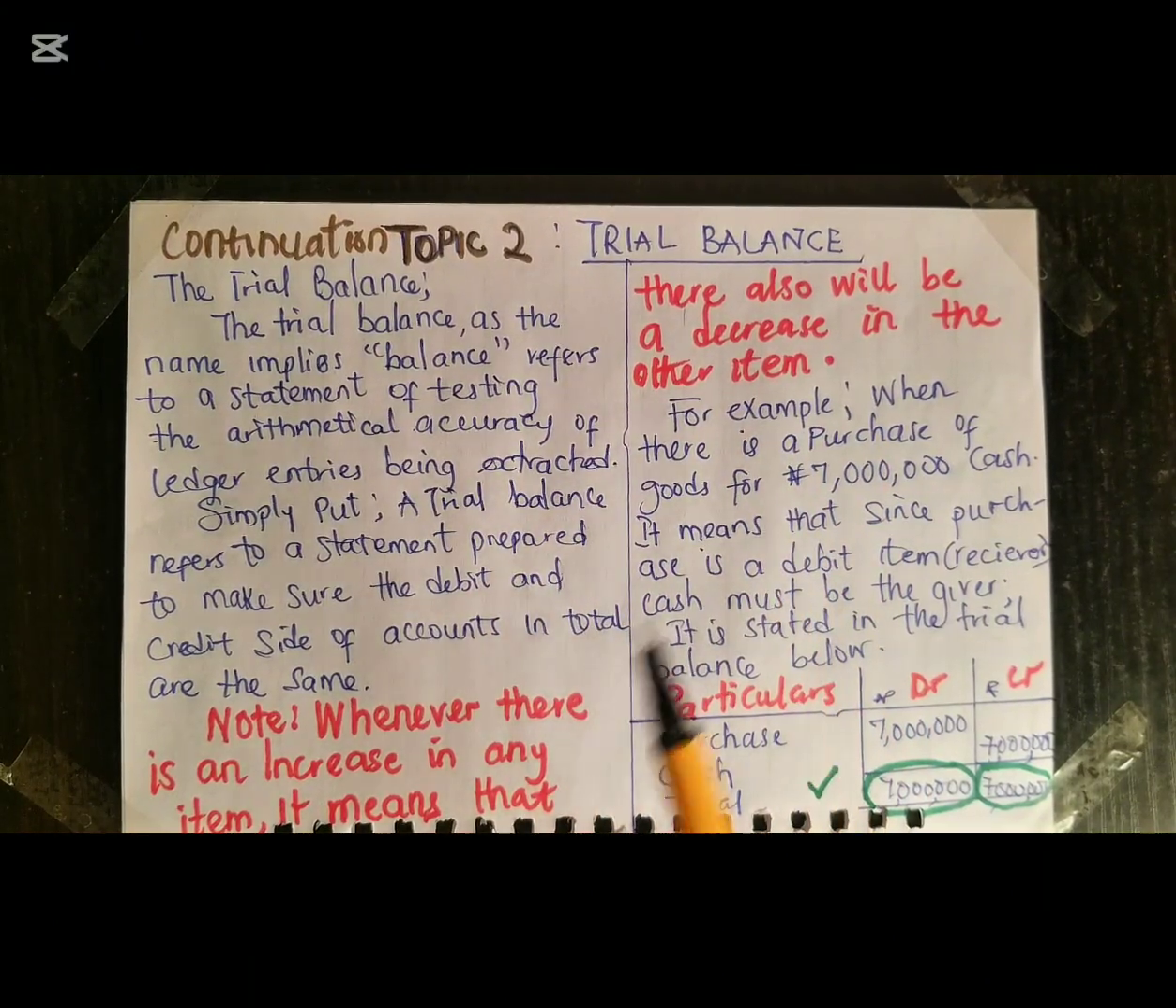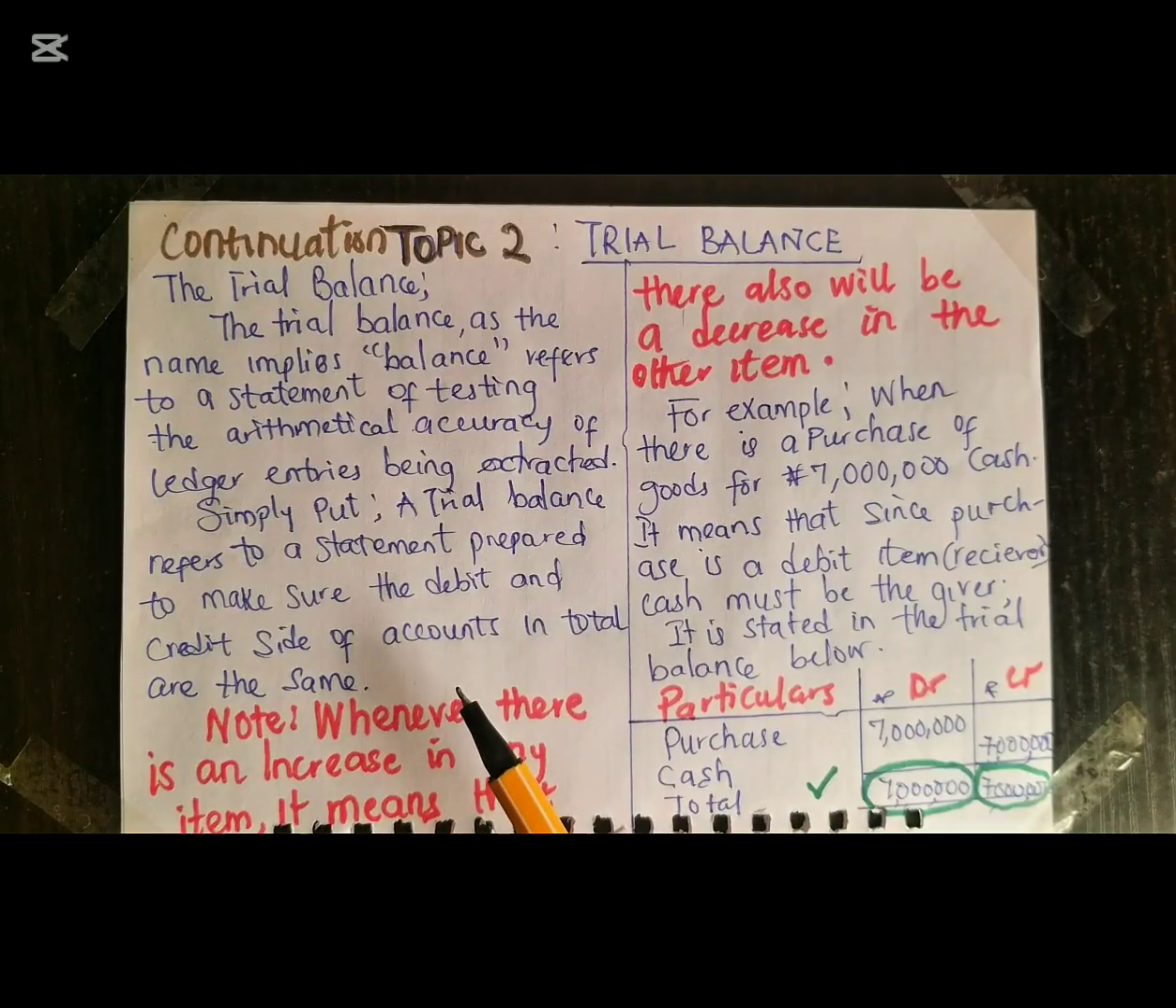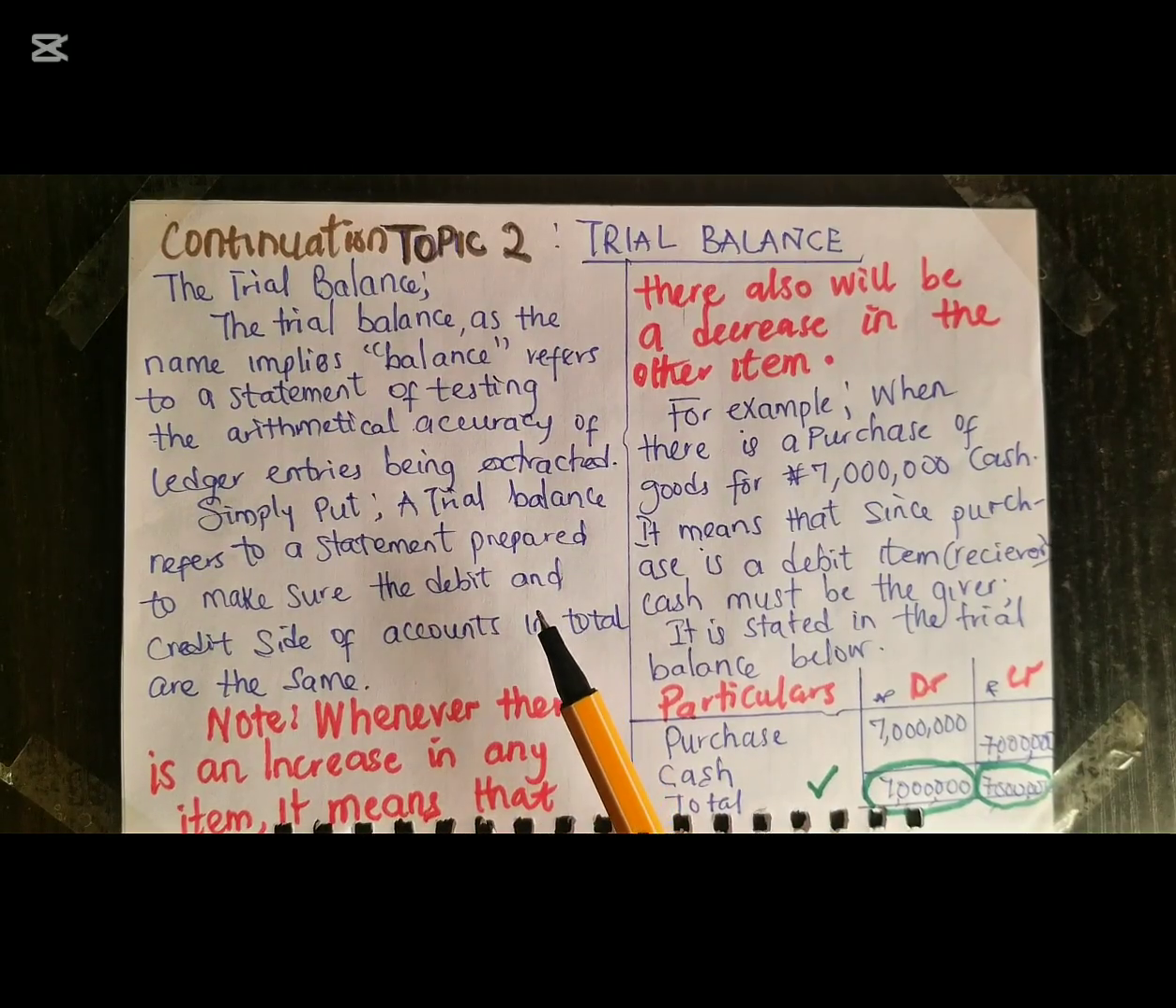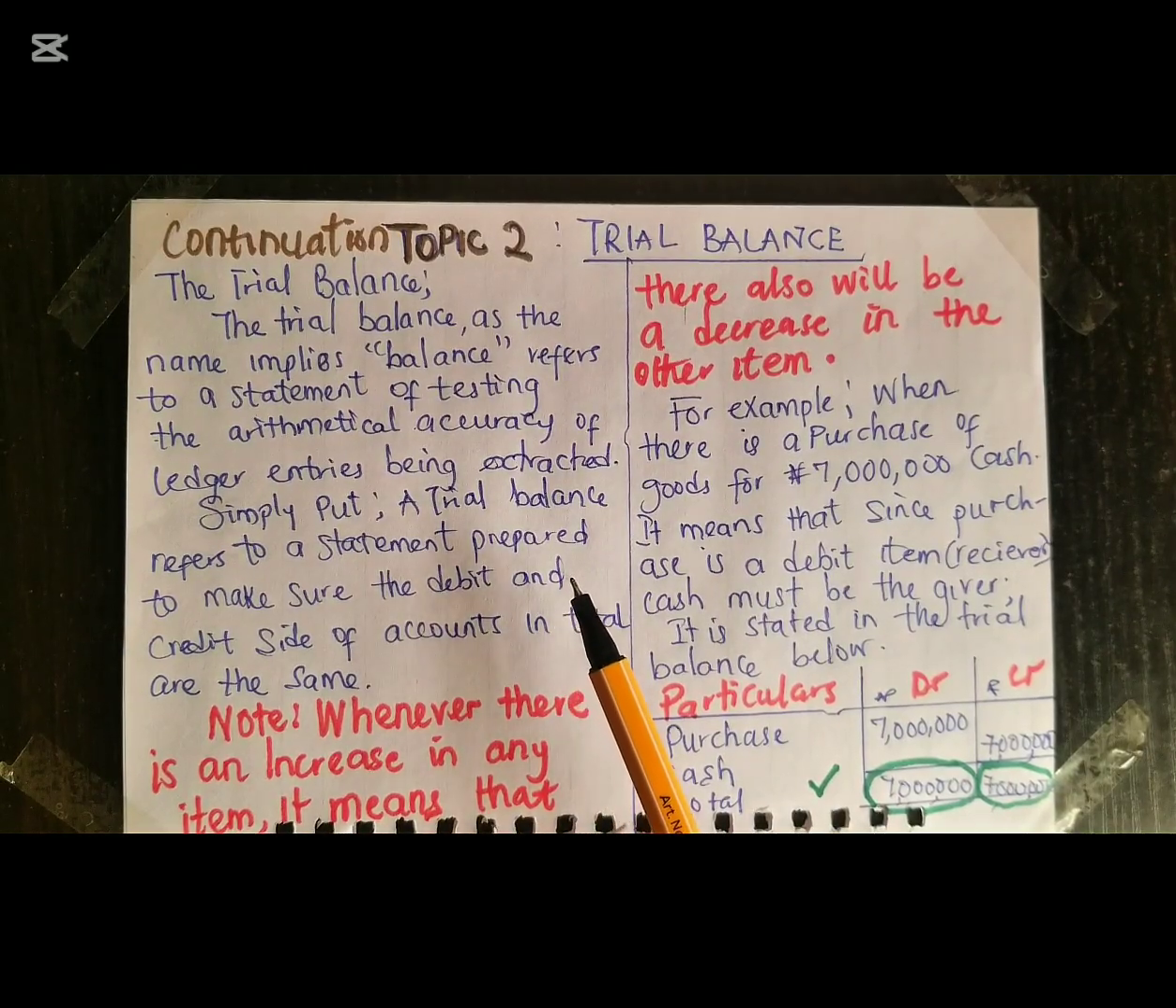Let me explain. If I say I give you this cash, as there's an increase, there's a credit item, right? There must also be a debit item. That's what this is trying to state. There should not be two credit items or two debit items. There must be a debit item and a credit item, an increase in one item and a decrease in another item.